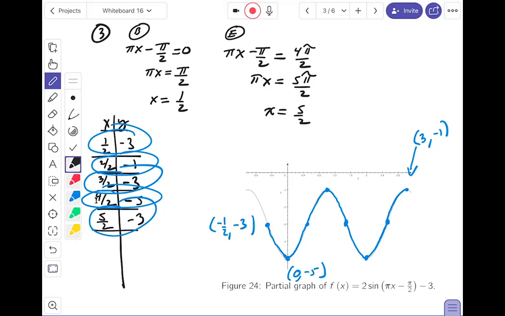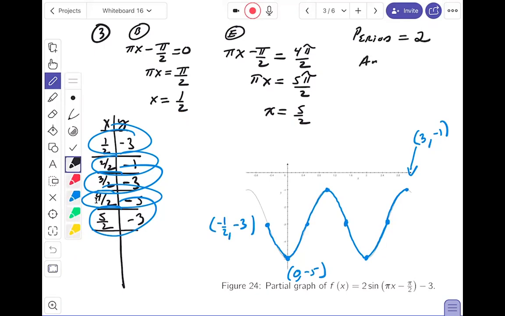So I'm going to write down other things. I'm going to write down the period. I want to find out what we're doing over here. It's the length between those two. So it's basically a simple subtraction. 5 halves minus 1/2 is 4 halves. So the period is 2.